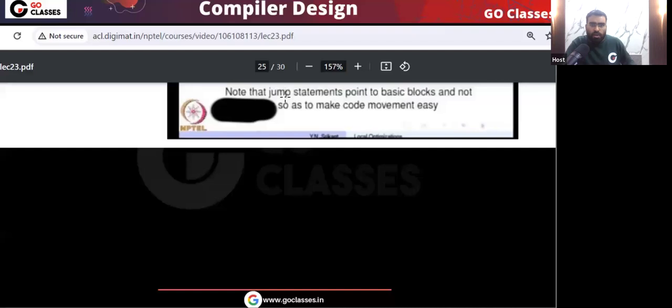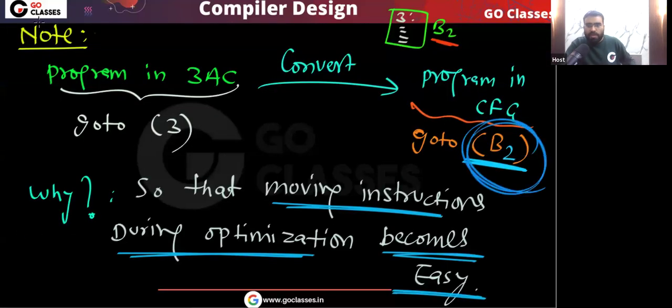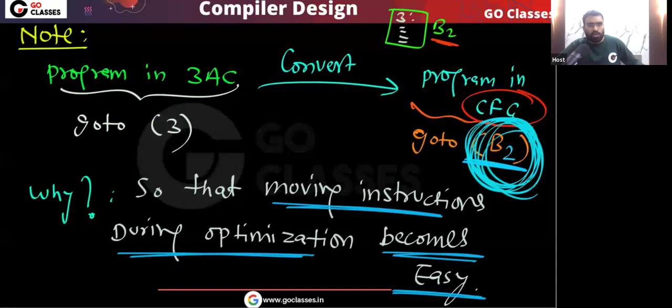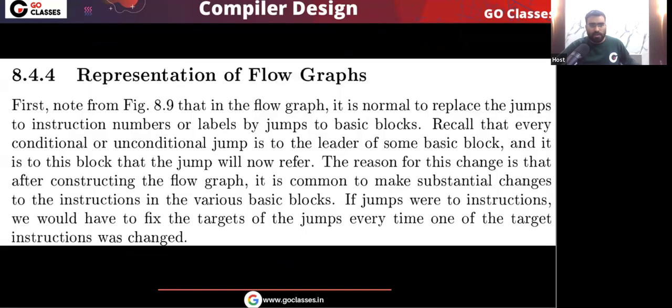Note that jump statements point to basic blocks, not to instructions, so that code movement can become easy. Remember, in the control flow graph, the jump instruction, your go to instruction, will point to a basic block, so that instruction movement can become easy during optimization. The same thing is given here.